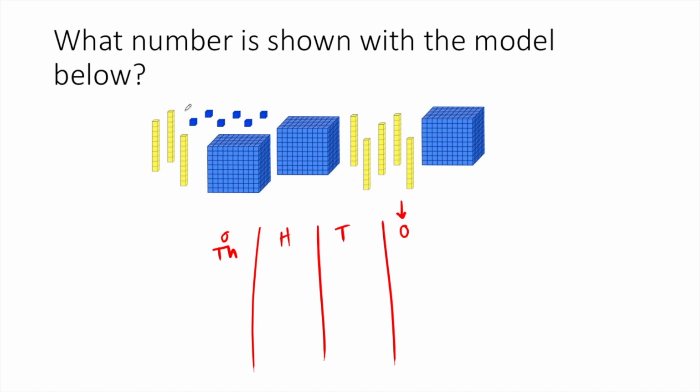I count 1, 2, 3, 4, 5, 6 ones. So I put a 6 in the ones place. Now it's time for the tens place. Count up all the tens rods and drag the correct digit to the tens place. I count 1, 2, 3, 4, 5, 6, 7, 8. So I put an 8 in the tens place.